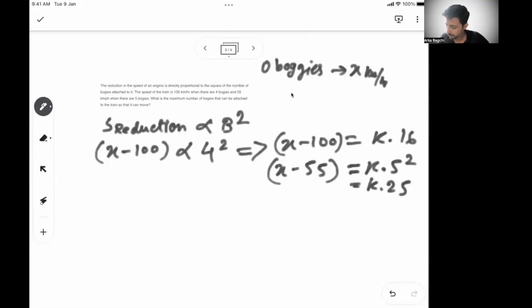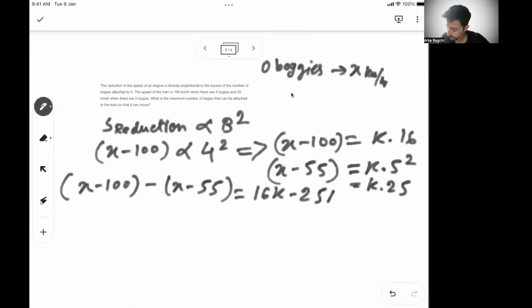So from here, if we subtract, x minus 100 minus x minus 55 is 16k minus 25k. So then it will become minus 45 is equal to minus 9k. From there, we can say k is equal to 5. So we know k is equal to 5.